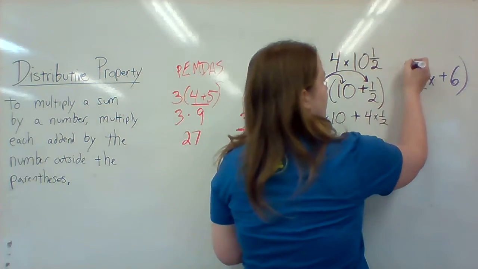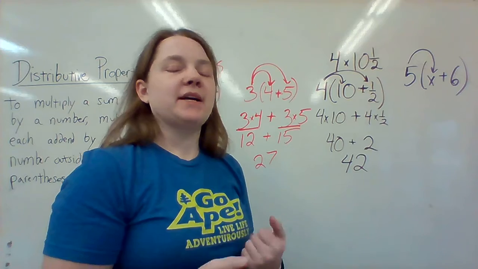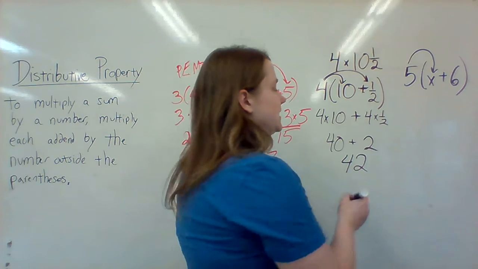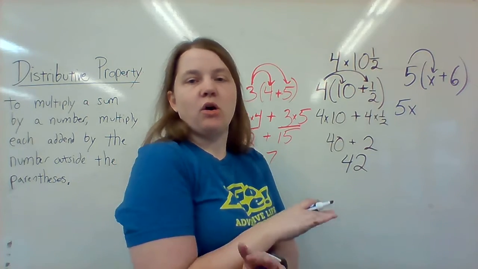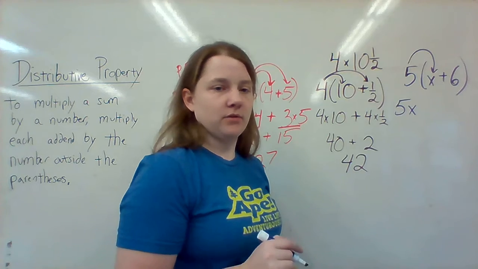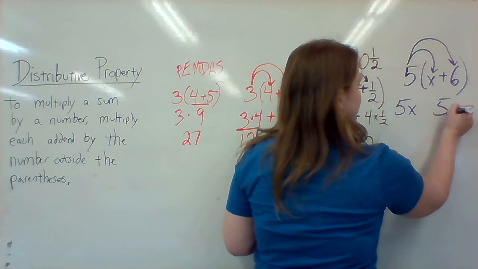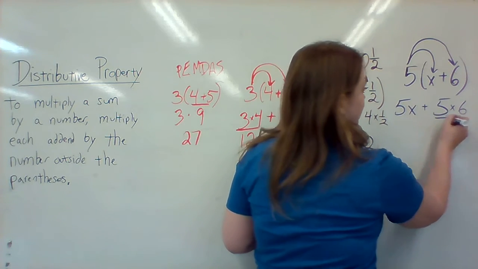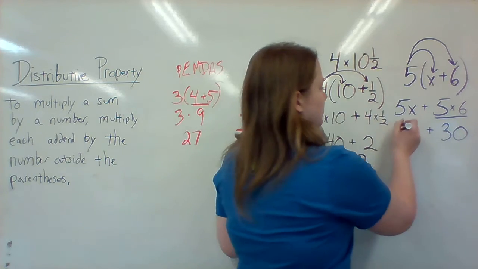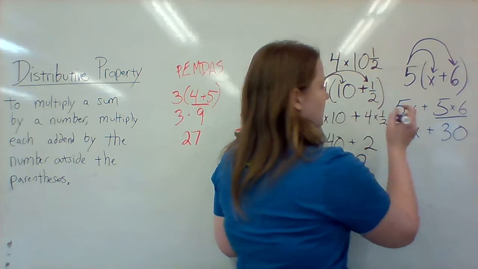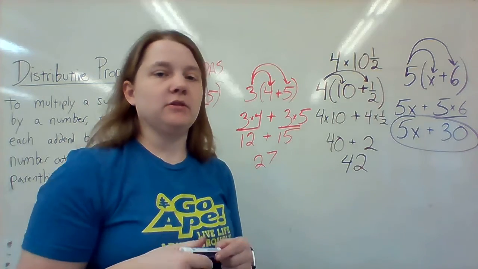We're going to take this 5, multiply it into the x. What is 5 times x? Well, I don't know what x is, so I just have to leave it as 5x. And that's all I can do with it. I can't go any further. I can, however, take 5 times 6, and I know that 5 times 6 is 30, but again, I don't know what 5x is. So I'm just going to leave that as 5x. And this right here is my final answer.